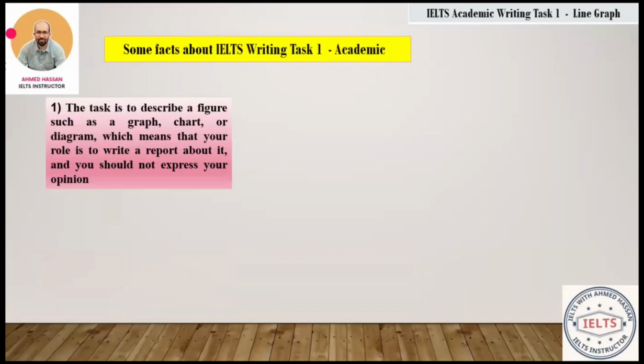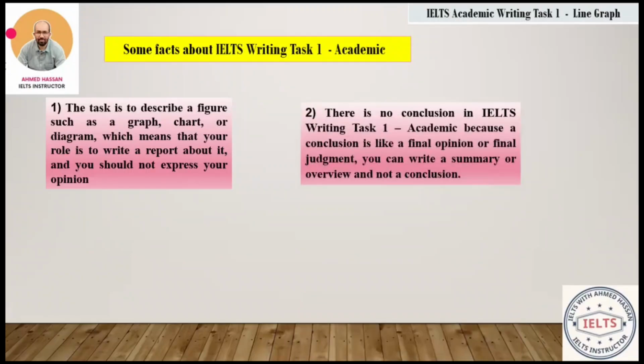You write about it a report, and you should not express your opinion because you don't know why the line graph goes up or down. So there is no opinion. You should describe only what you see. You can't say, from my point of view, I believe. It's not allowed. It's just a description of a shape or a graph.